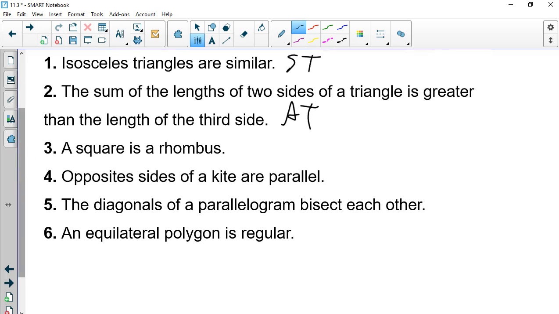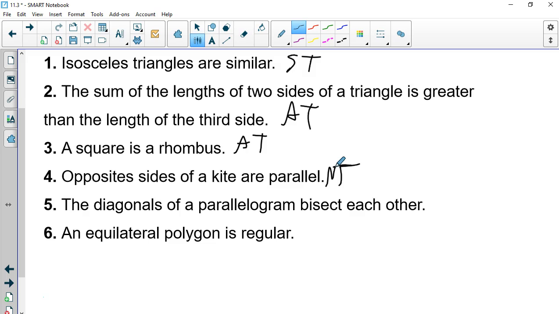A square is a rhombus. Okay? That's always true. Is a rhombus always a square? No. It's a one-directional always. Rhombus is sometimes a square, but not always. A rhombus has 4 equal sides. A square has 4 equal sides, so it's always true. 4. Opposite sides of a kite are parallel. Never true. That was supposed to be an N, but there we go. Never true. Okay? Kite is not a parallelogram.